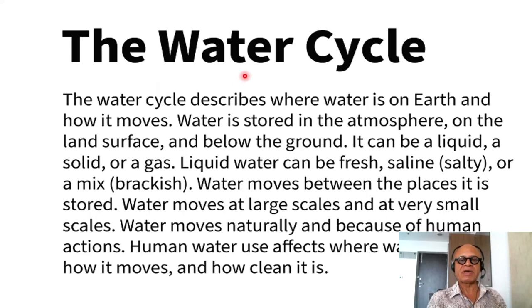I'll show the schematic in a minute, but the water cycle describes where water is on Earth and how it moves. Water is stored in the atmosphere, on the land surface, and below the ground. It can be a liquid, a solid, or a gas. We all know that. Liquid water can be fresh, saline or salty, and a mix or brackish. Water moves between the places it is stored. Water moves at large scales and at very small scales. Water moves naturally and because of human actions. Human water use affects where water is stored, how it moves, and how clean it is.